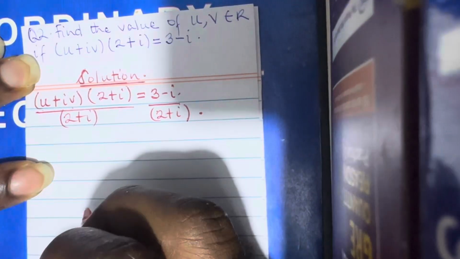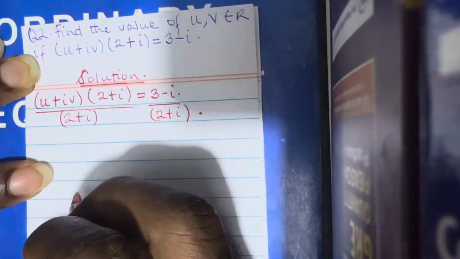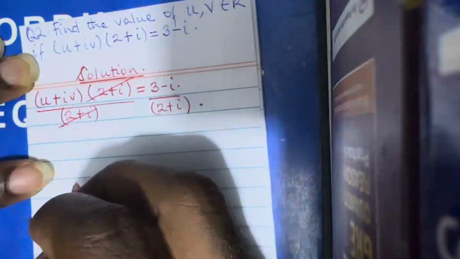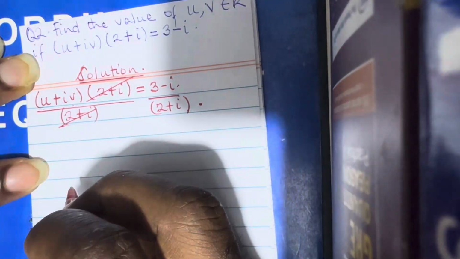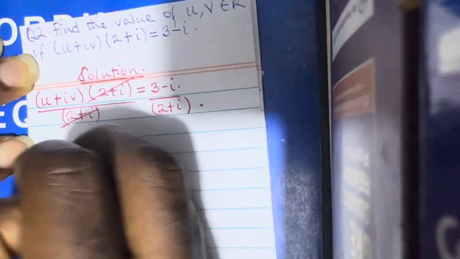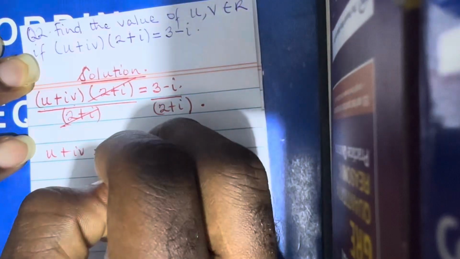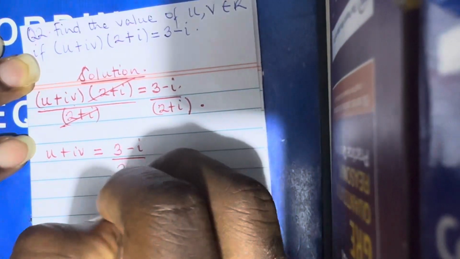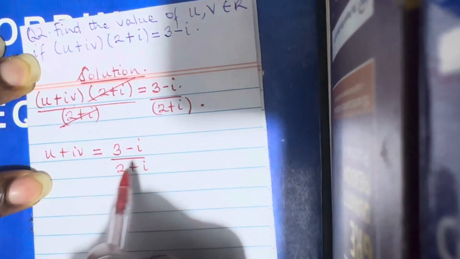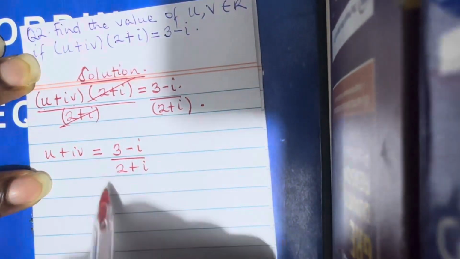Right. Now, from that step, all you do is cancel 2 plus i with 2 plus i. So 2 plus i cancels 2 plus i, and I write whatever I'm left with in the next step. So I'm going to have u plus iv equal to (3 minus i) over (2 plus i). Now I'm going ahead to solve this particular part of the equation.